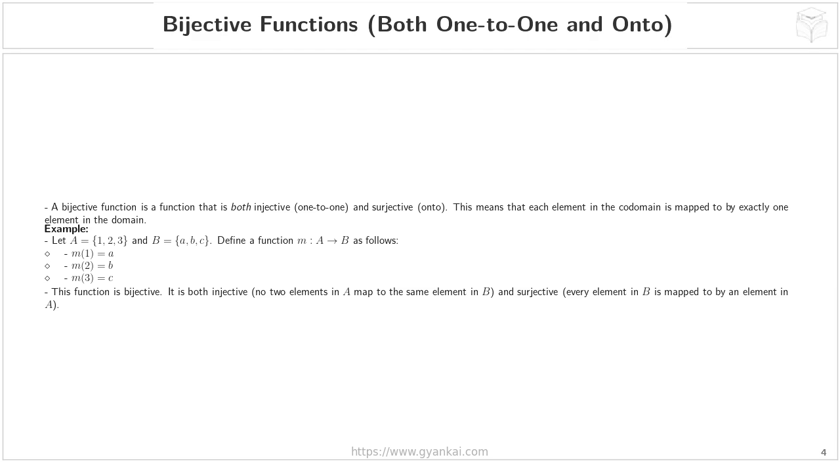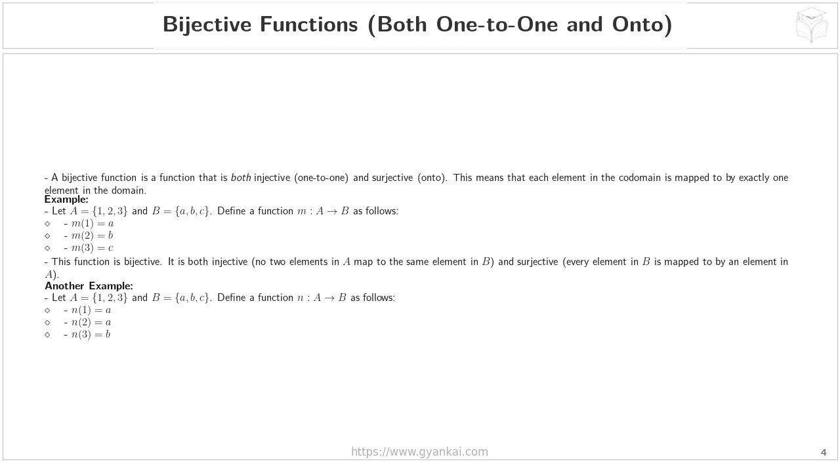Let's look at an example. We have sets A and B, where A contains the elements 1, 2, and 3, and B contains the elements A, B, and C. We define a function, let's call it m, from A to B as follows. M of 1 maps to A, M of 2 maps to B, and M of 3 maps to C. This function is bijective. Why? Well, it's injective because no two elements in A map to the same element in B. Each element in B is uniquely paired with an element in A. It's also surjective because every element in B, A, B, and C, is mapped to by an element in A.